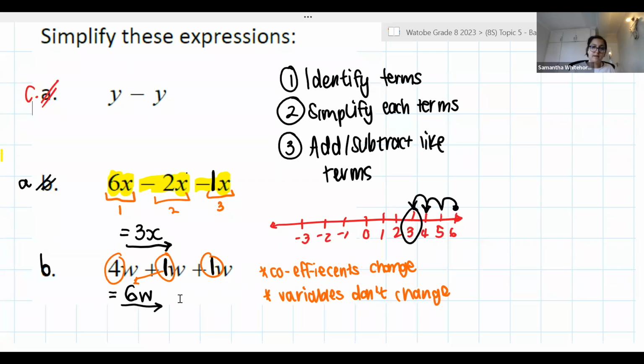Yes, ma'am, I have a question. Since you said 6x minus 2x minus x, what if the variables are different? Okay, so we're going to do examples now where the variables are different, but that is where it becomes very important to identify our like terms. Okay, good question. So guys, we are going to do ones where the variables are different.